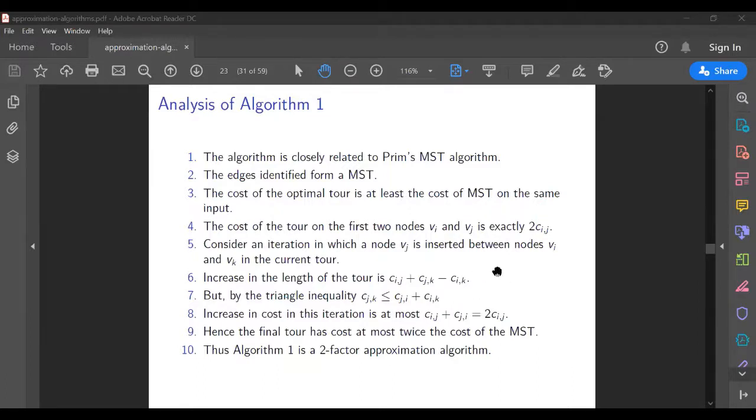Is it okay? This is one solution. In simple words, if I have to explain: find the minimal cost spanning tree using Prim's and add an edge which joins the first and the last node that you have added to this tree. That's all the algorithm is about.